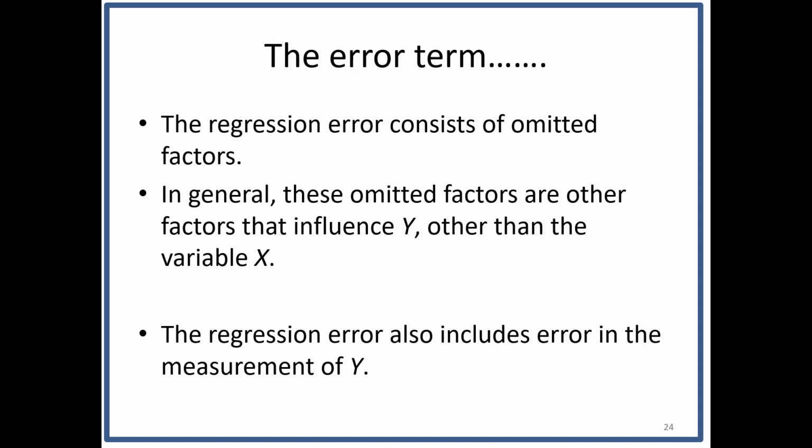So let's talk about the error term. The regression error consists of omitted factors. In general, these omitted factors are other factors that influence y other than the variable x. The regression error also includes error in the measurement of y.